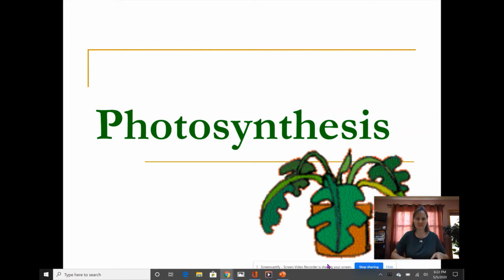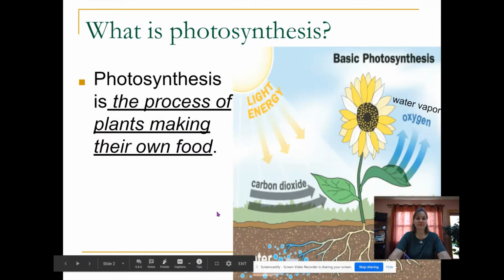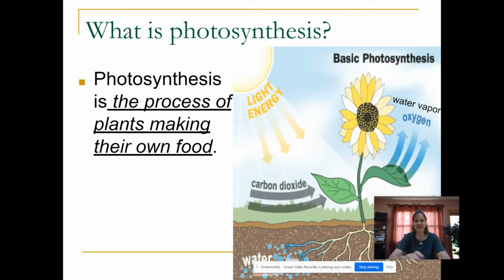So what is photosynthesis? Okay. Photosynthesis is the process of plants making their own food. Now you see I have that underlined? That's because I want you to write that on the left side as your definition. Okay, so we're writing that on the left side because we're going to have our diagram on this side.